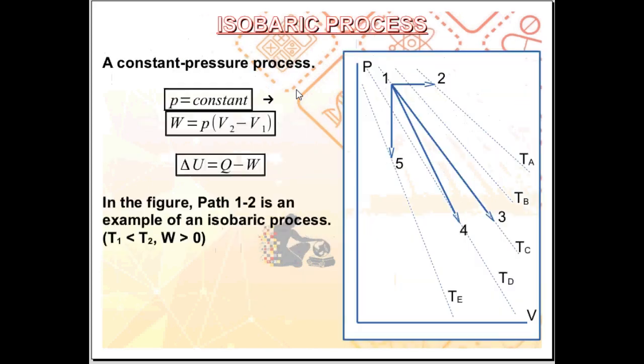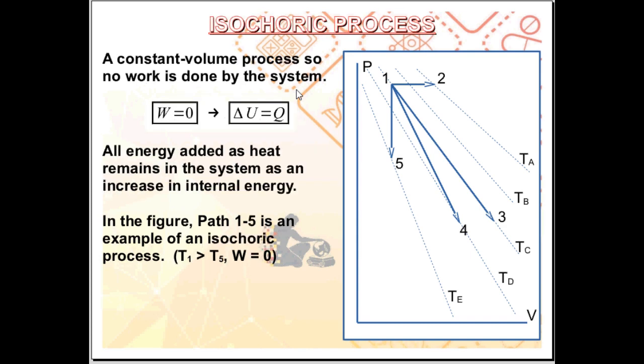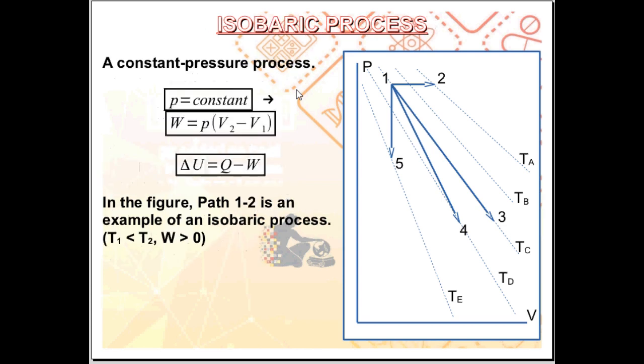So again, adiabatic process: no heat transfer, Q is equal to 0, therefore delta U is equal to negative W. Isochoric process: work done W is equal to 0, which means delta U is equal to Q. Isobaric process: pressure is constant, so we have an equation for the work done. Work is equal to P times V2 minus V1, and the equation remains delta U is equal to Q minus W.